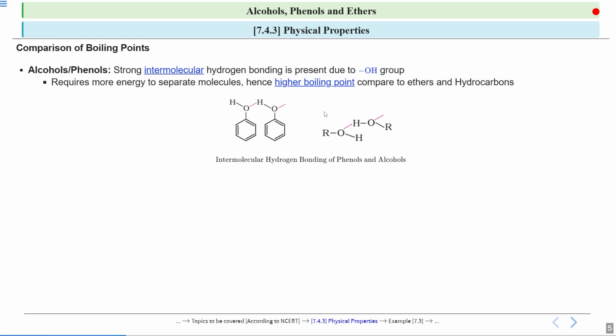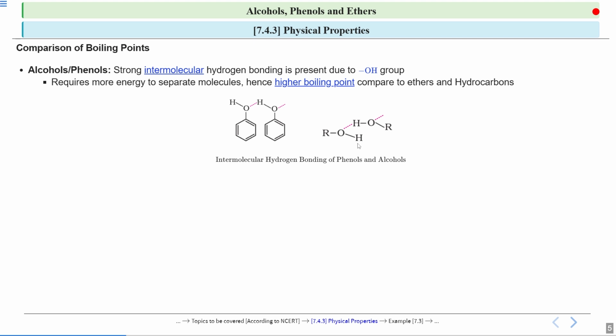Okay, first let's see alcohols. So this is an alcohol group, that is ROH. A hydroxyl group is attached to this carbon atom. And similarly, you can see this is also an alcohol group, that is, the hydroxyl group is attached to your R group, that is any alkyl group. Now you know that oxygen is more electronegative than hydrogen.